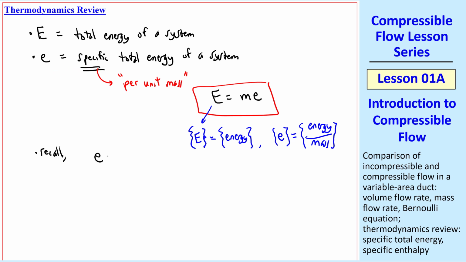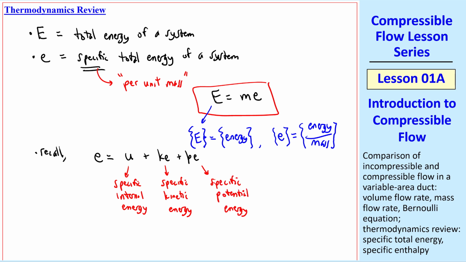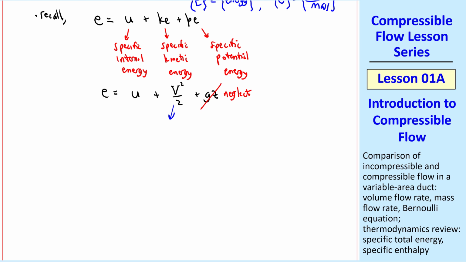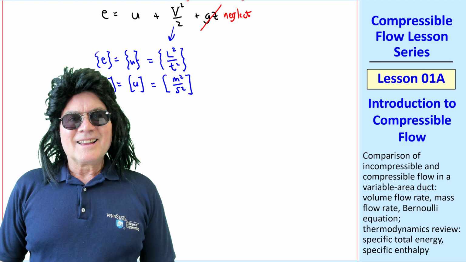You may recall from your thermodynamics class that e is equal to u plus kinetic energy plus potential energy, where u is the specific internal energy, not to be confused with the x component of velocity. ke is the specific kinetic energy, and pe is the specific potential energy. We write these out as e equal u plus V squared over 2 plus gz. But as I said, we'll always be neglecting these potential energy terms, since we're dealing with gases at high speeds, where this term dominates this term. We can see from this term that e and u have the same dimensions as velocity squared, or in terms of units, which I use square brackets for, they're both meters squared per second squared.